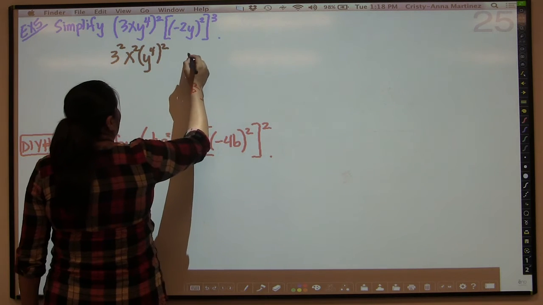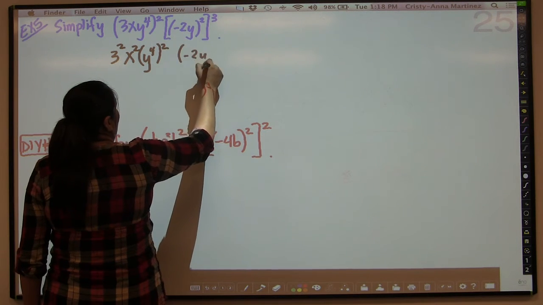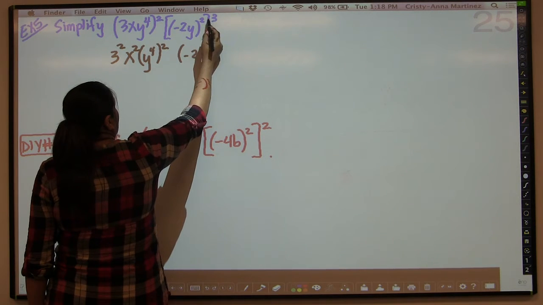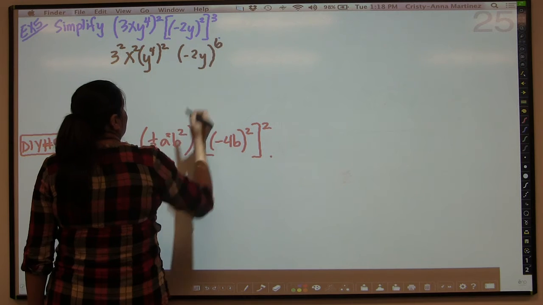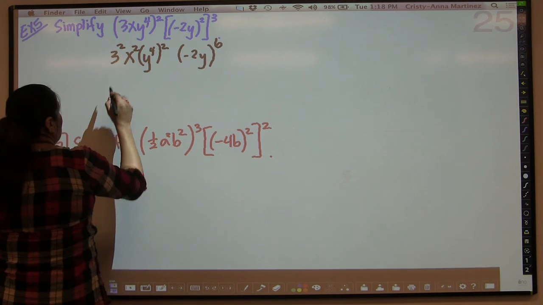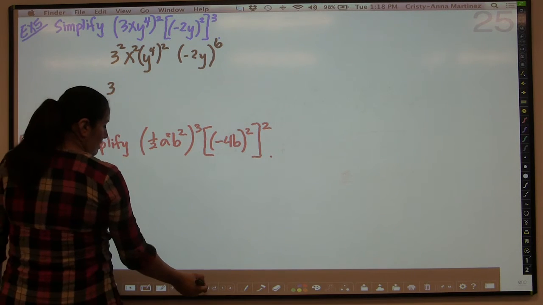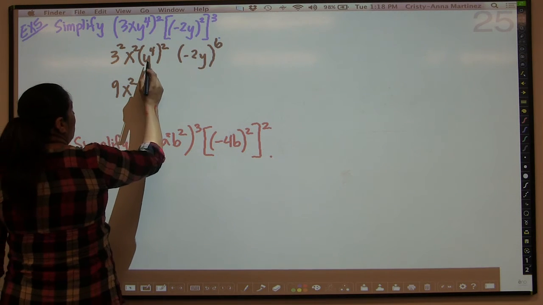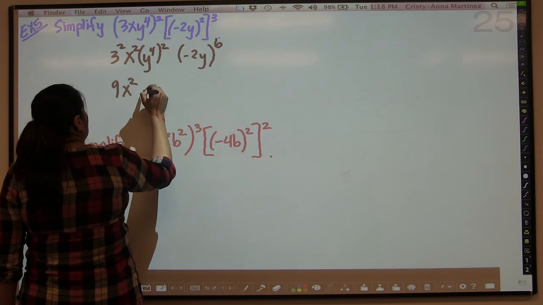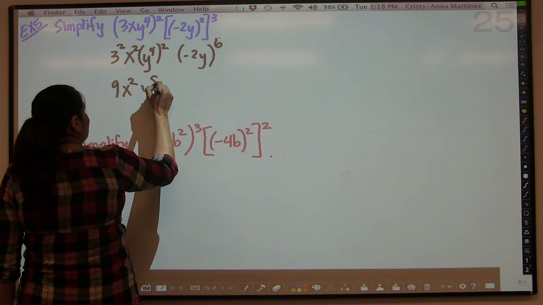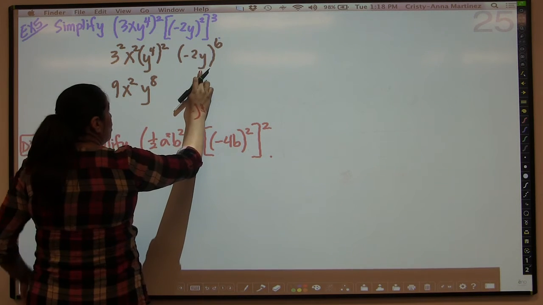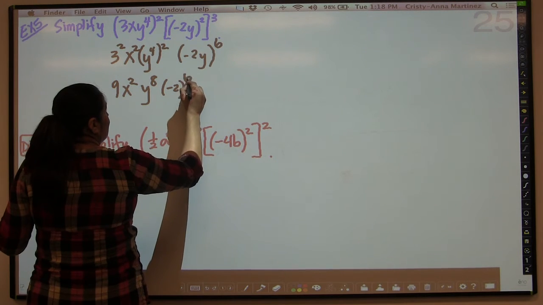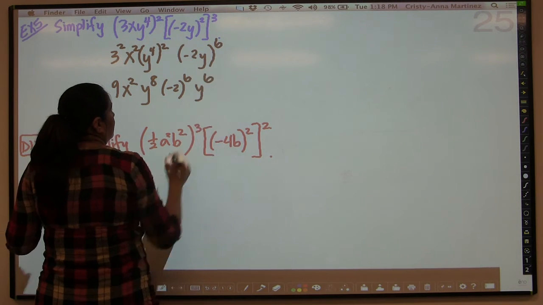And then here we have negative 2y, which is this piece here, and then it's a power raised to a power. So 2 times 3 will give us a 6. And then we're going to do 3 squared, which is 9, x squared. And here we have a power raised to a power, so that's going to be y to the 4 times 2, which is 8. And here you need to put negative 2 to the 6th and y to the 6th.